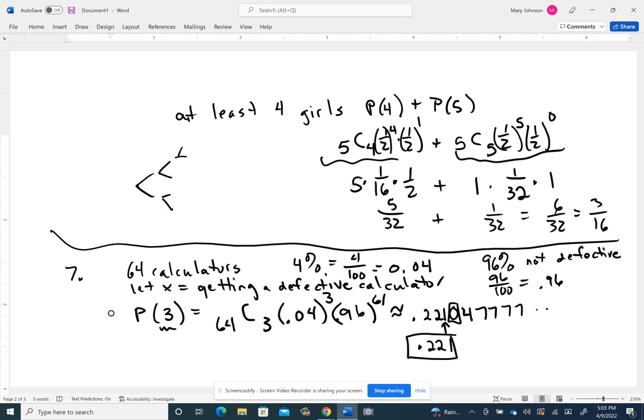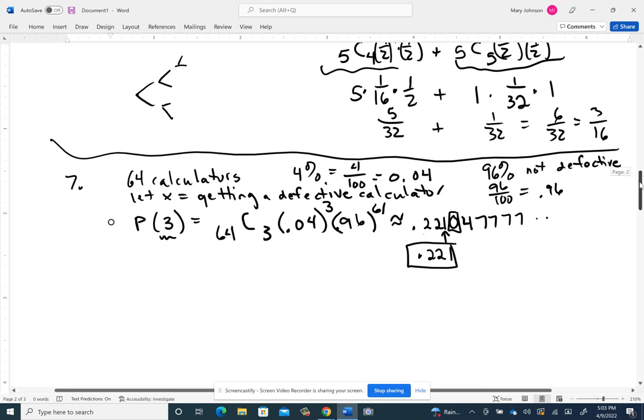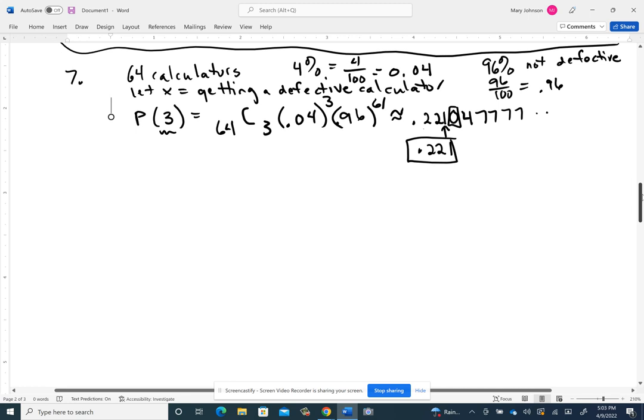And usually they have you do it as a decimal on these, and they'll specify what they want you to round to. All right, now let's look at number 8.